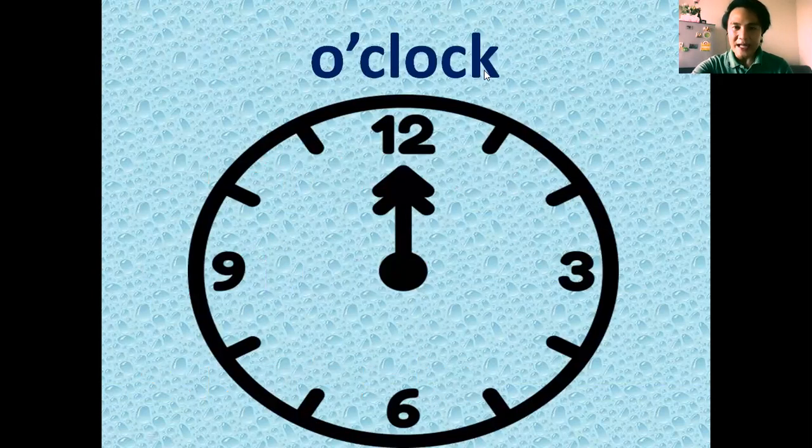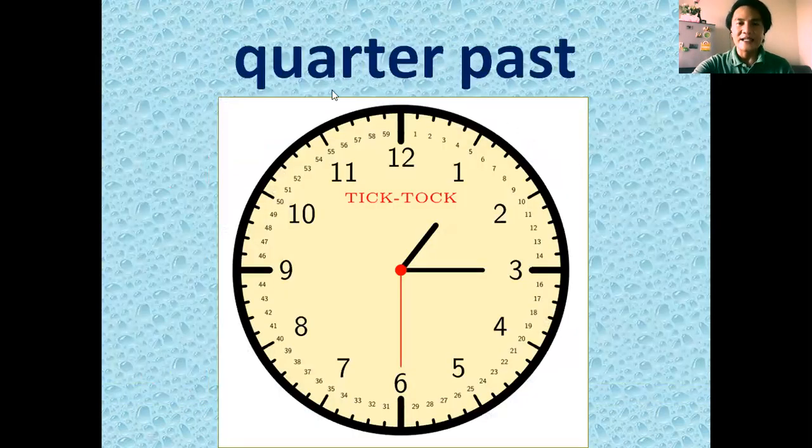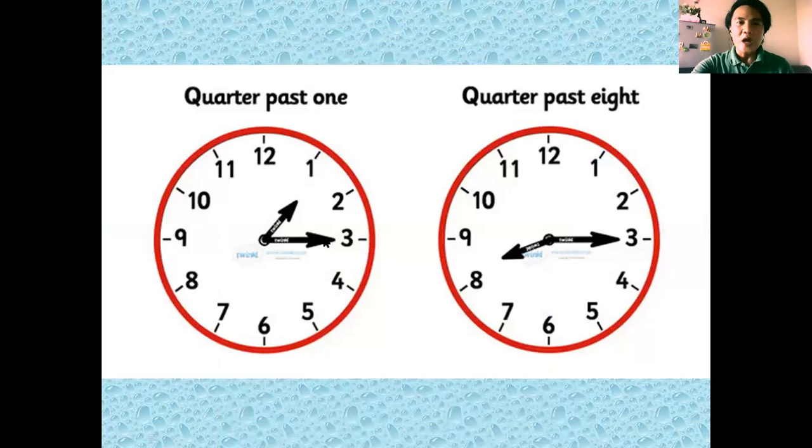O'clock is when the long hand is pointing to number 12. Example: 1 o'clock, 2 o'clock, 3 o'clock. Next word is quarter past. The long hand is pointing to number 3. So quarter past 1, quarter past 8.